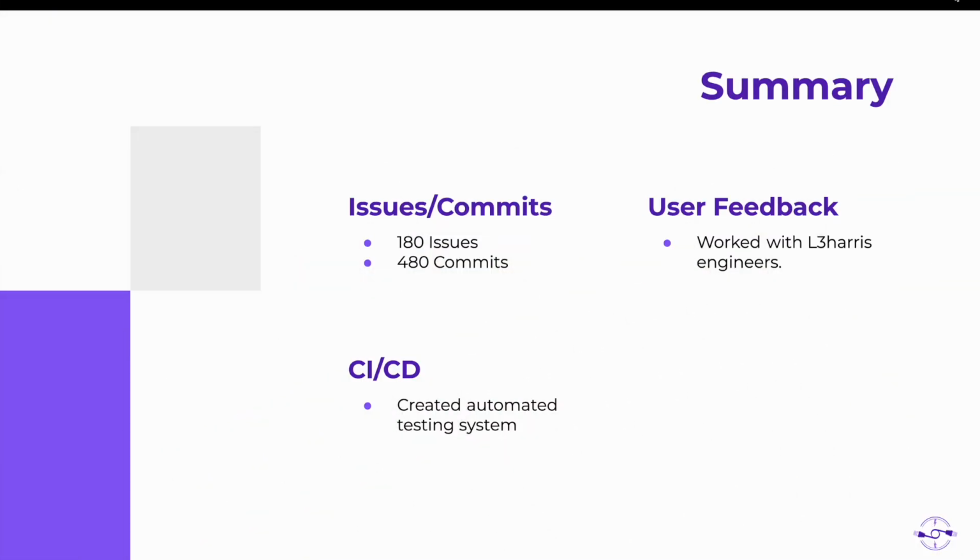In summary, over the last 2 semesters, our team was able to complete 180 issues with 480 commits. We worked with L3 Harris engineers to get feedback on our project and help refine the features that they would need and use. And we created a CI/CD pipeline that helped do automated testing throughout the entire process.